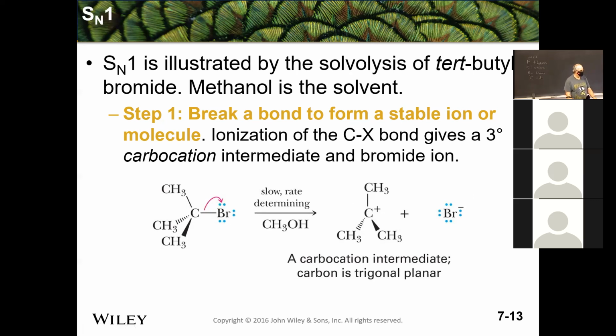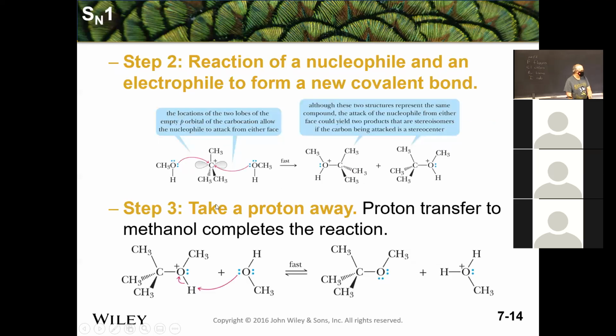And in this case, methanol is the solvent, and it's also the nucleophile. This first step is reversible, so bromide could come back to form the starting material. All right, so our carbocation is trigonal planar. We have an empty p orbital that's perpendicular to the plane of the ion. Methanol, which is the solvent and the nucleophile, could attack from either side, this way or this way.